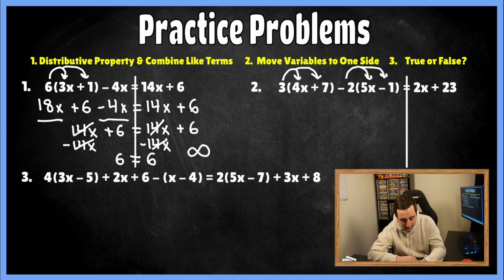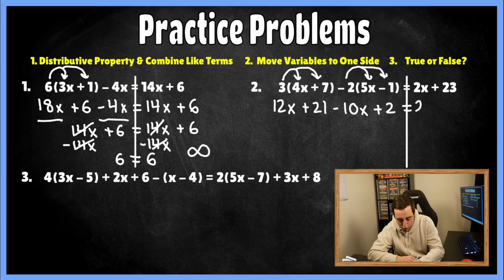3 times 4x is 12x. 3 times 7 is 21. Negative 2 times 5x is negative 10x. Negative 2 times negative 1 is plus 2. And then we're going to bring down the equals 2x plus 23 because we didn't even touch that.